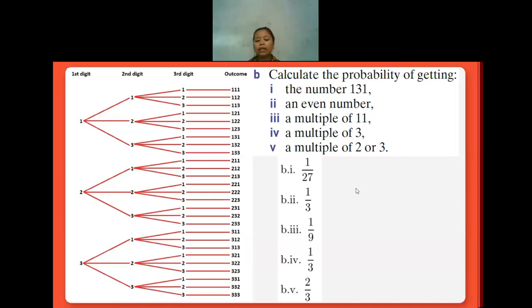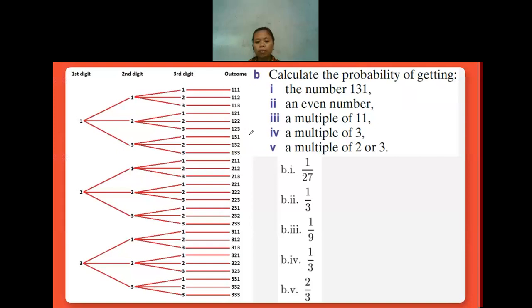If there's anything that is different from your answer, you can tell me which number you want me to discuss more. So after we find the tree diagram, we have to find the probability. For question B1, the number 131. From this list, we have to find how many times 131 came out. This is the 131, it only comes on the 7th branch. So it is only 1, and the probability will be 1 out of 27.